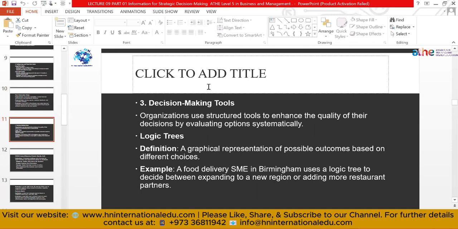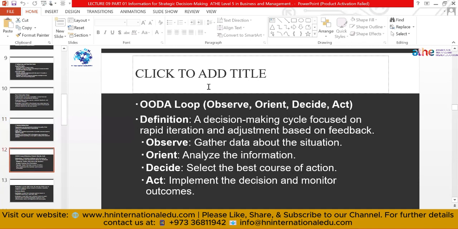Logic trees, the first one. Now, these are the graphical representation of the possible outcomes based on the different choices. That is a kind of probability. You have options and then you go ahead. Like a food delivery SME in Birmingham uses a logic tree to decide between expanding to a new range or adding more restaurant partners. Like there is a choice, the best fit, you're going to get onto it.